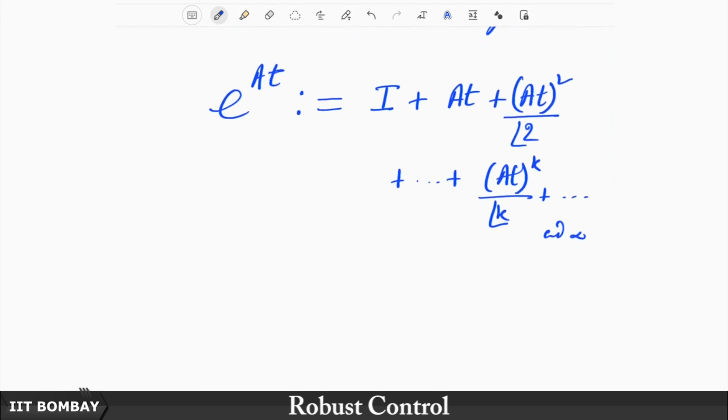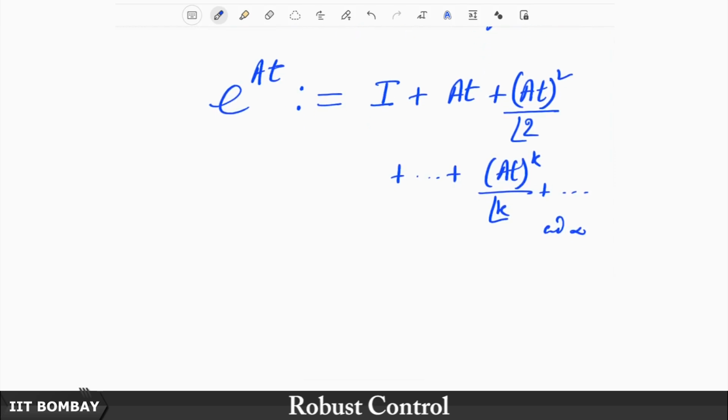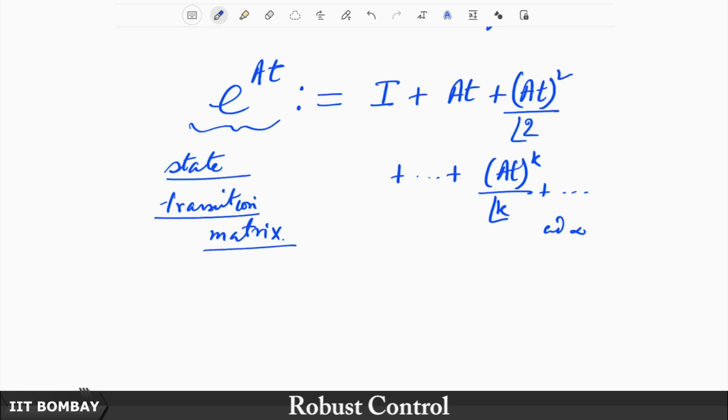So, this behaves in a manner very similar to the scalar exponential function when we solve for first order differential equation, right. But it is not exactly something that follows naturally, it is something that we are defining, okay, because remember each of these fellows is a matrix, right. So, this is an important property, and this is also called the state transition matrix, okay. It has some very interesting properties which we are now going to focus our attention on.